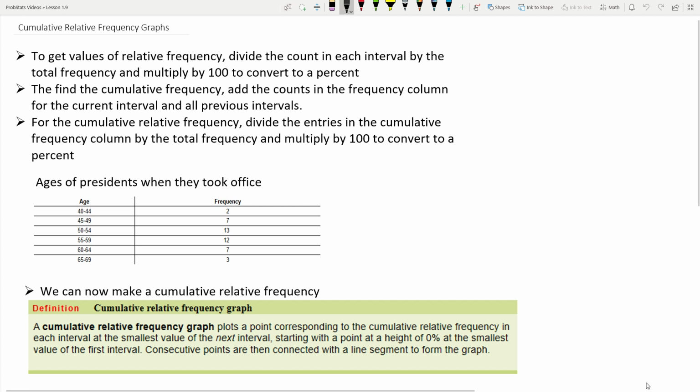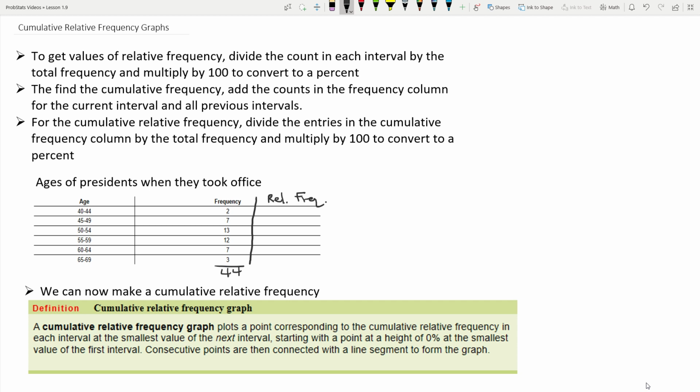We're going to set up another column here for cumulative frequency or relative frequency, so that we can review that. There are a total of 44 presidents in this distribution that we're looking at. So we're looking at the first 44 presidents.